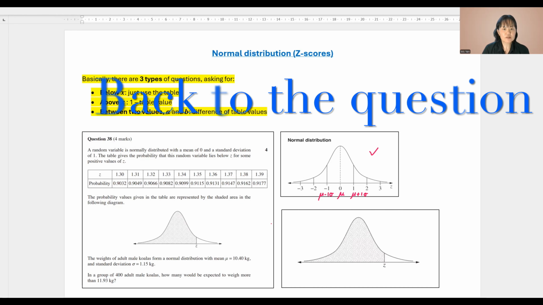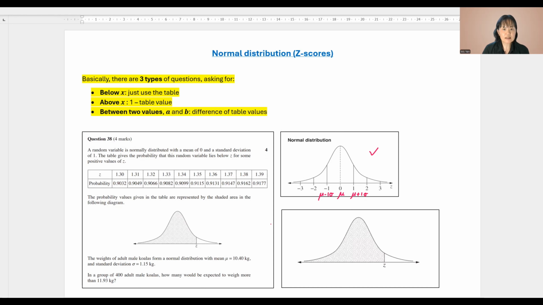The table gives the probability that this random variable lies below z-score for some positive values of z. We have z-score on the top and the probability values on the bottom. The probability values given in the table are represented by the shaded area in the following diagram.